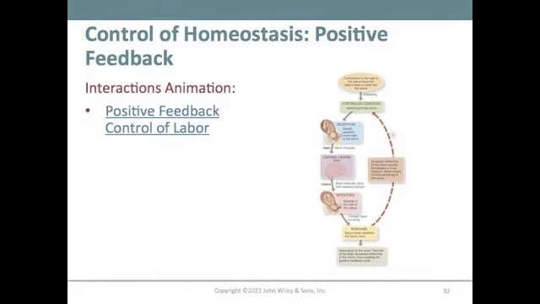The birth of a baby is a great example for that, because in order to get the baby out, you need more and more positive feedback. You've got to keep pushing on that and keep widening that. So very good read there on these feedback systems in this book on page 11.